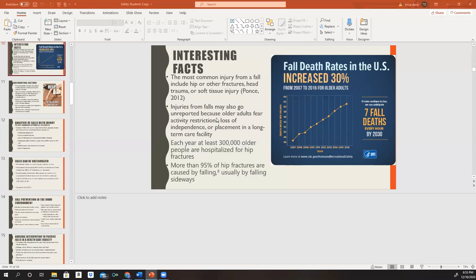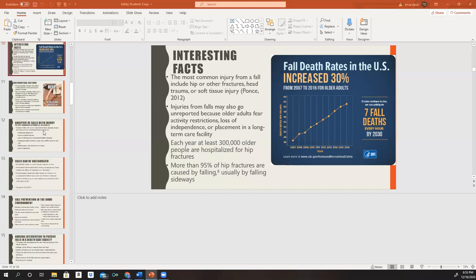Each year, at least 300,000 older people are hospitalized for hip fractures. I keep saying that again. Do you see a pattern here? Hospitalized for hip fractures. More than 95% of hip fractures are caused by falling, and usually by falling sideways.